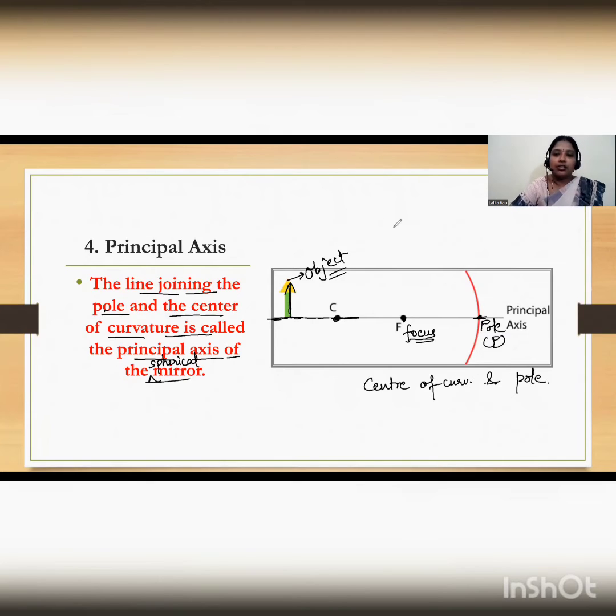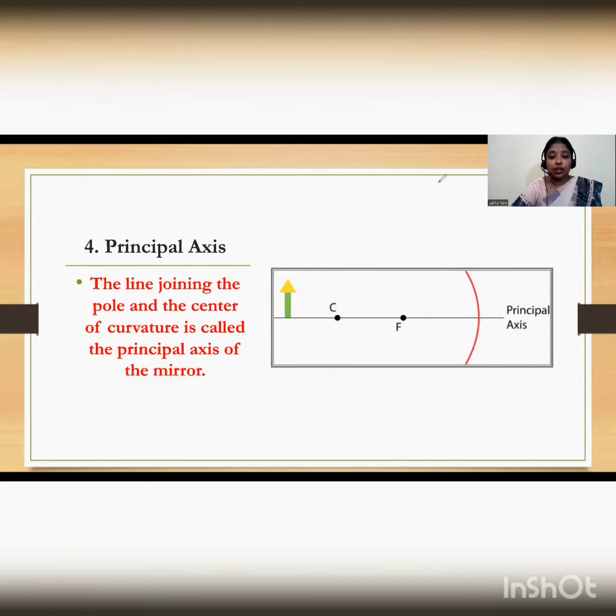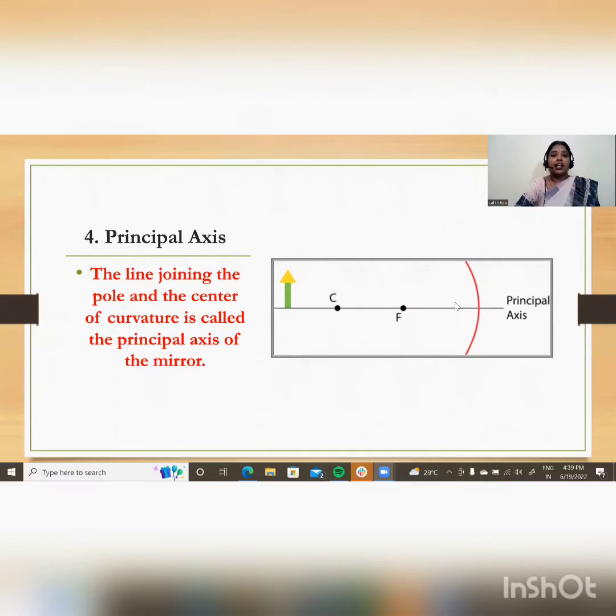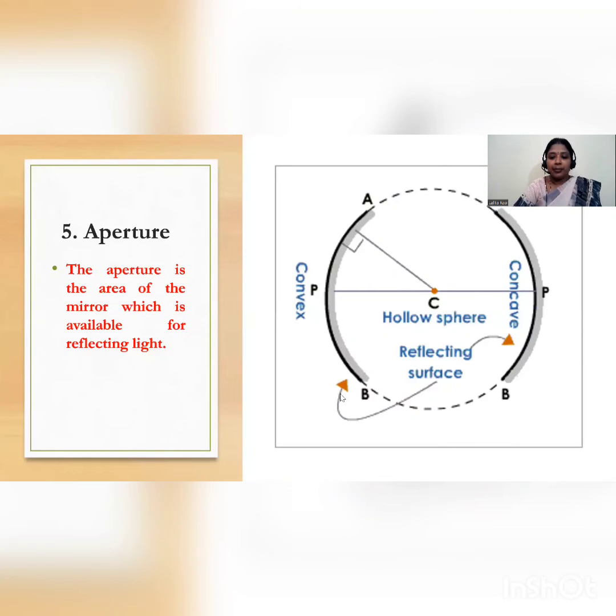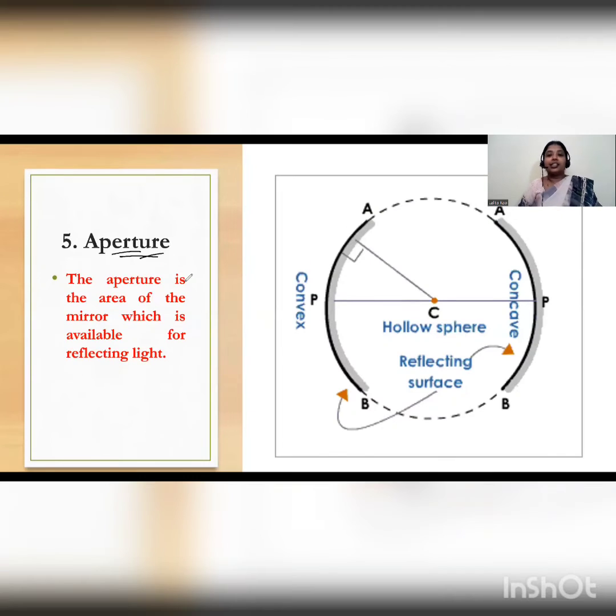This is also known as the principal axis, and it is one such important term associated with spherical mirrors. Now aperture, what do you mean by aperture? Very important. Sometimes children get confused in this, so listen carefully. Aperture is the area of the mirror which is available for reflecting light.